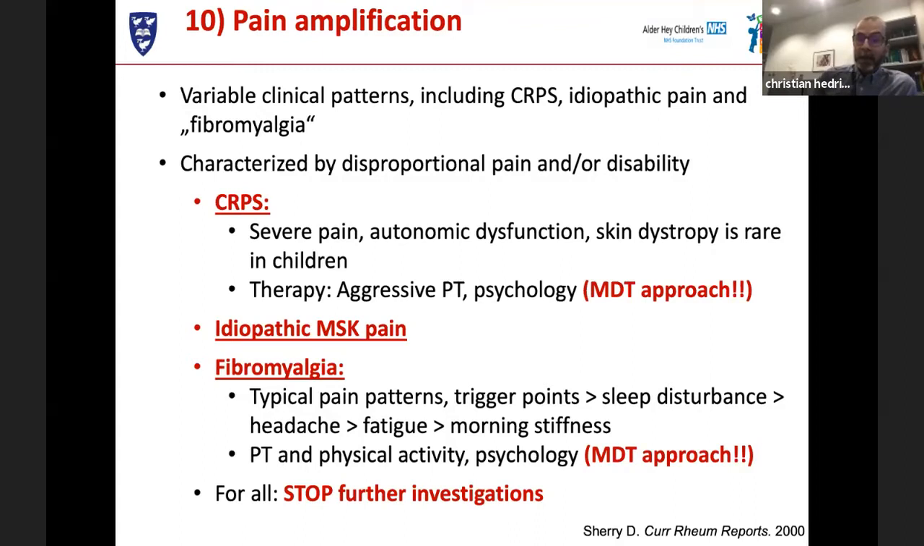Pain amplification is characterized by disproportionate pain or disability, sometimes as a result of very, very minor trauma. CRPS is associated with very severe pain, autonomic dysfunction, and skin atrophy or dystrophy, which is very rare in children, so that's quite uncommon. Therapy includes aggressive physiotherapy and psychology, so the multidisciplinary approach is very, very key to these patients. Idiopathic MSK pain, I talked about some of the things before, so some hypermobility cases may be classified as idiopathic musculoskeletal pain, but they may also be the result of previous arthritis in the context of JIA.